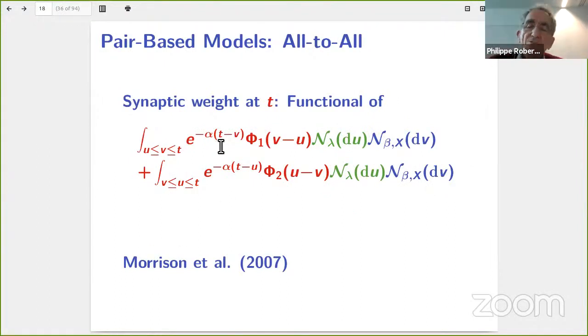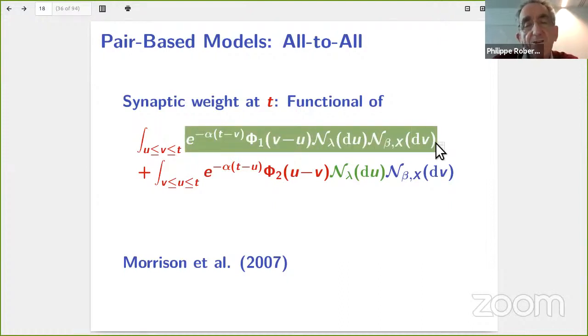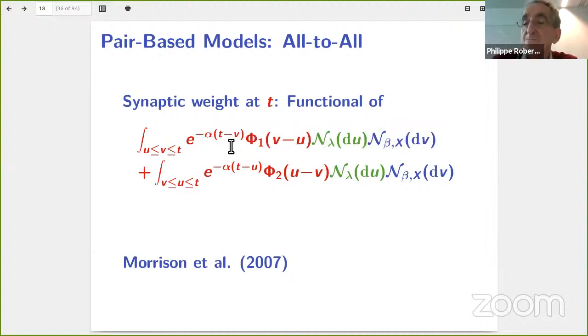And the synaptic weight, what I said in words before by describing my pairs of pre and postsynaptic spikes, can in fact be represented like that: the synaptic weight at time t can be expressed as a functional of these quantities. So you have a double integral with respect to the pre and postsynaptic spikes. Here v is post and u is pre, and the increment at time v, if v is greater than u, is phi 1 of v minus u, and at time t it is reduced by an exponential factor. So for given u and v, this is the contribution of the pair uv at time t. And of course, you integrate over all u and v between 0 and t, and you do the same thing for the post and pre pairs. And so we have a functional.